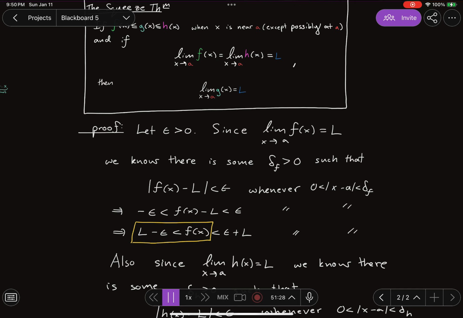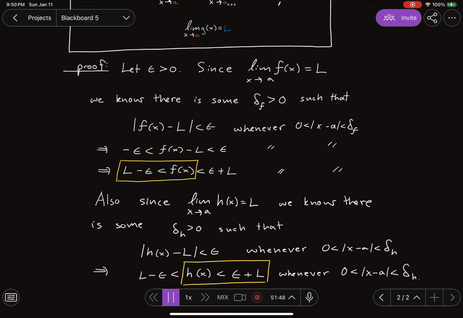In other words, we know that L minus epsilon is less than f of x. Oh, but f of x is definitely less than g of x. We also know that g of x is less than h of x. Oh, shoot. But h of x is less than epsilon plus L as long as we force x to be close enough. We need this to be accomplished and this to be accomplished in order to be awarded these two yellow tokens. So how do I force both of these to be accomplished simultaneously?